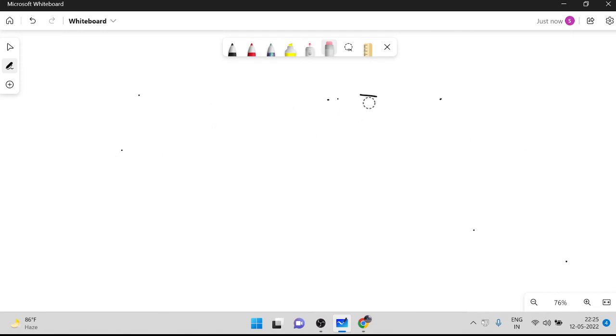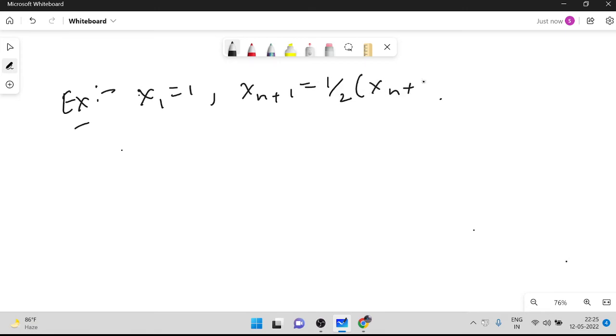So any monotonically increasing sequence that is bounded above is convergent, and any monotonically decreasing sequence that is bounded below is convergent. So now let's take an example. We have x1 equals 1 and we have this recursive sequence: x(n+1) equals 1/2 times (xn + 2/xn).